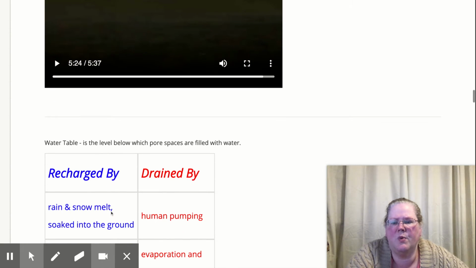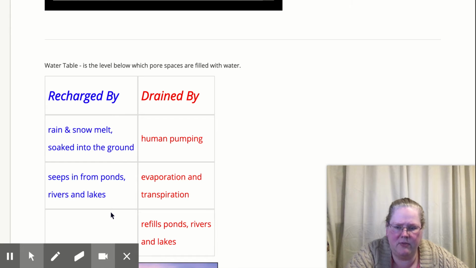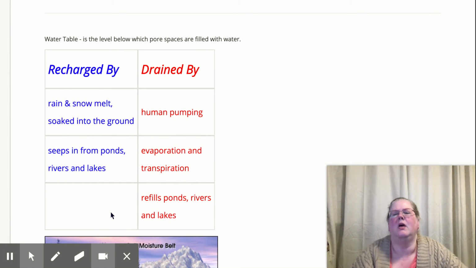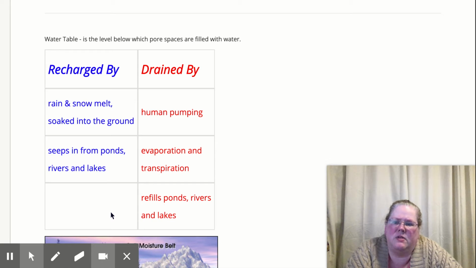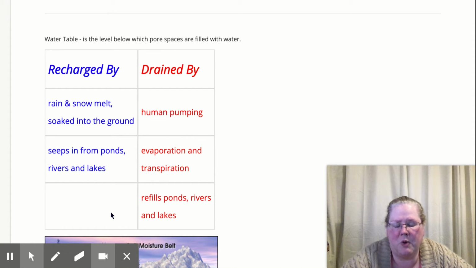Okay, so water table. This is a recap of what they were talking about. It's recharged by rain and snowmelt that soaks into the ground. It seeps in from ponds, rivers, and lakes. It's discharged by humans pumping it, evaporation and transpiration, that evapotranspiration she was talking about. And the groundwater also refills our ponds, rivers, and lakes. Even in the winter, our rivers continue to flow from groundwater.